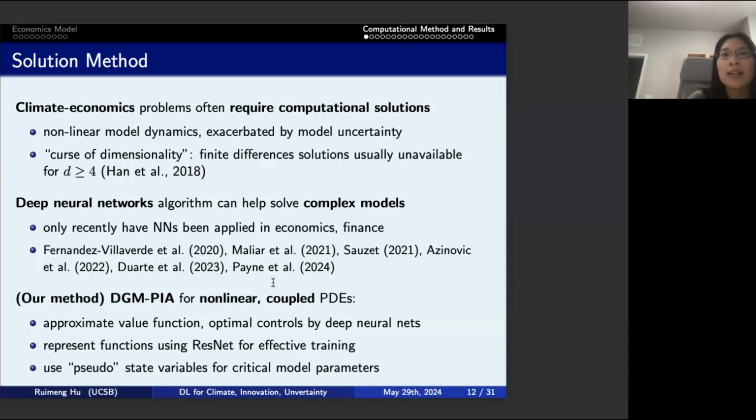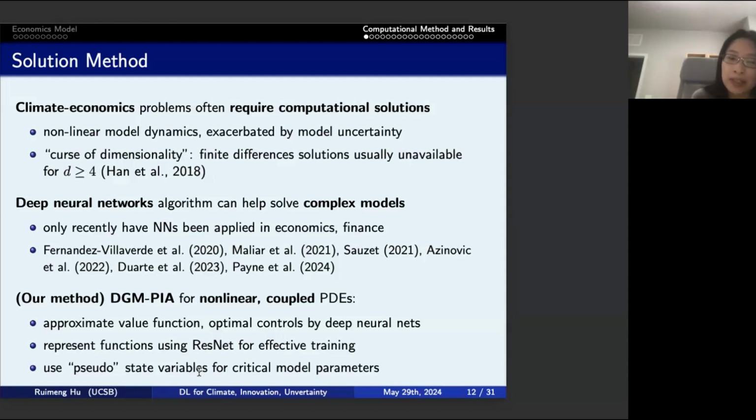But this is already done in the DGM PIA. And for us, we are trying to improve the accuracy first of all using the ResNet, and that could accelerate the training quite a lot. Also, I think the most important contribution from the algorithm side is that we introduce the pseudo-state variables into the parameterization, which is critical in the algorithm in the sense that the value function that we are aiming to solve has some monotonicity property in terms of some of the parameters in the model, and there are some economic interpretations that have to be followed.